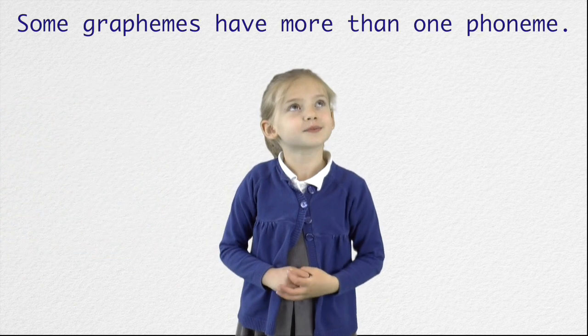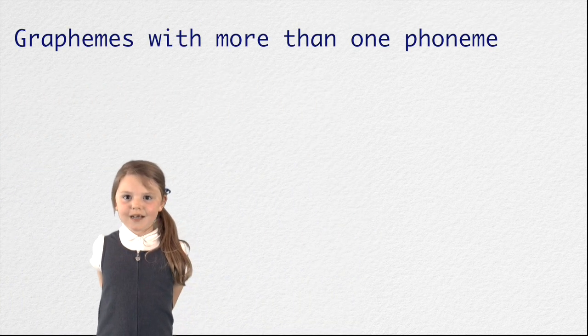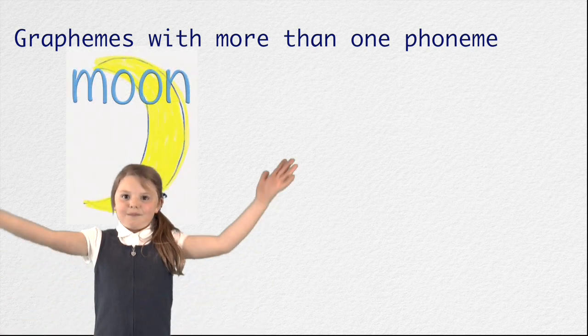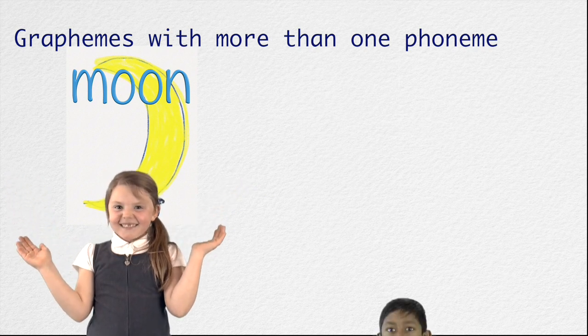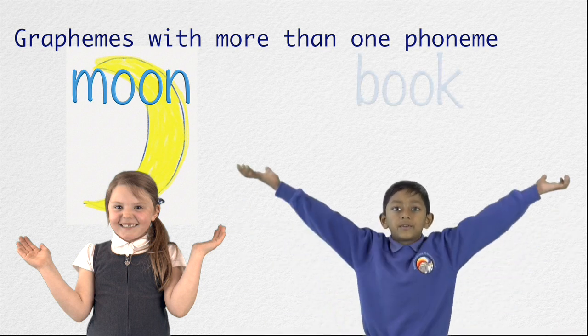Phonics tricky is some graphemes have more than one phoneme. OO can be oo, as in moon. OO can be o, like in book.